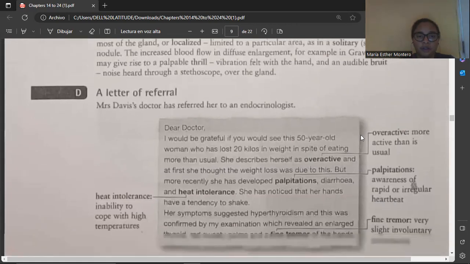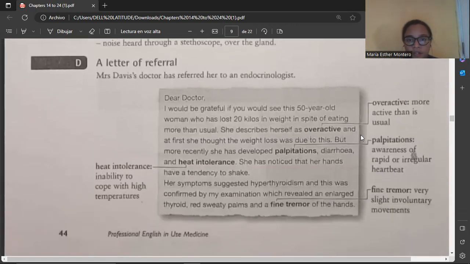C. A letter of referral. Mrs. Davis' doctor has referred her to an endocrinologist. Dear doctor, I would be grateful if you would see this 50-year-old woman who has lost 20 kilos in weight in spite of eating more than usual. She describes herself as overactive, and at first she thought the weight loss was due to this. But more recently, she has developed palpitations, diarrhea, and heat intolerance. She has noticed that her hands have a tendency to shake.